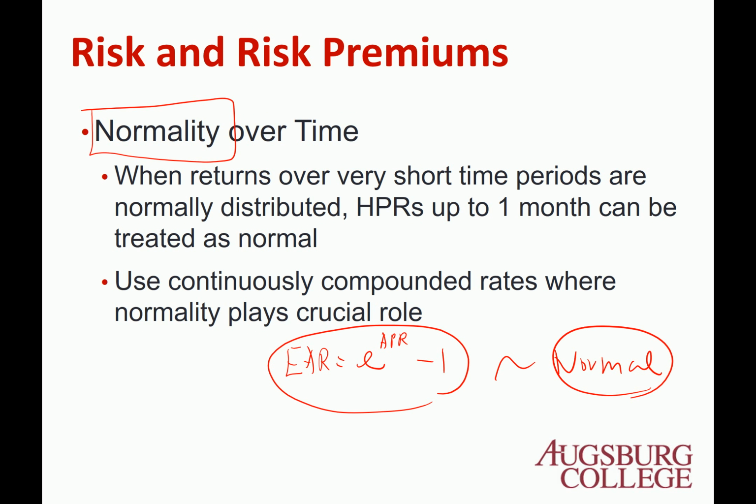So shorter time periods are usually more normal. Usually monthly rate is pretty normal. So in many cases we use monthly returns when we analyze the market.